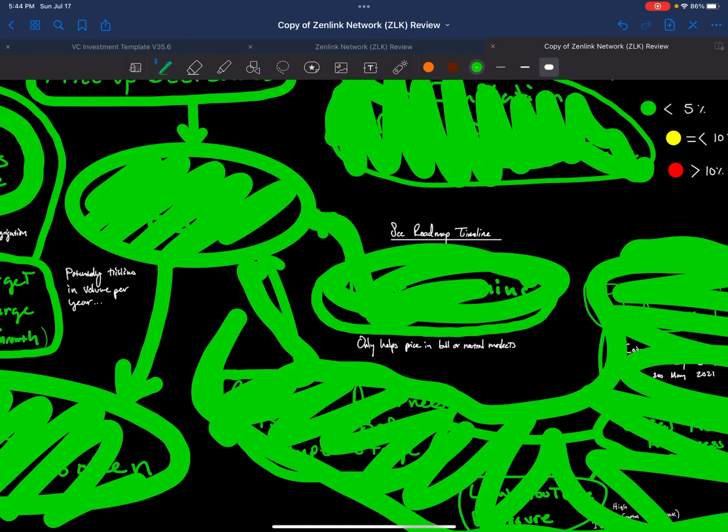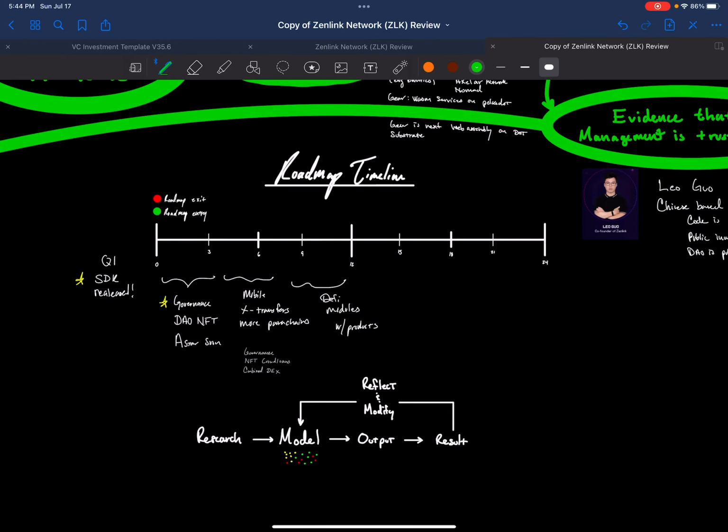You know, like what the roadmap looks like. So in Q1 of 2022, the first half of the year, they finished the software development kit, so that's important in getting anything done. That's important for developers to integrate into this business. That's one of the elements that could lead to potential growth of the business.